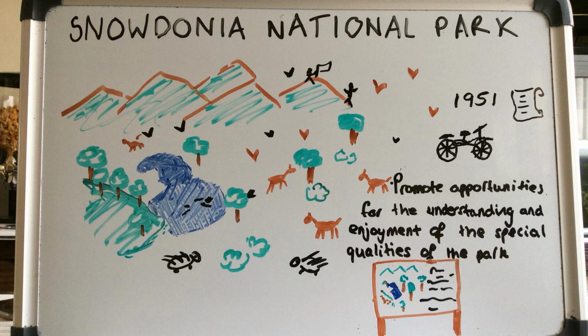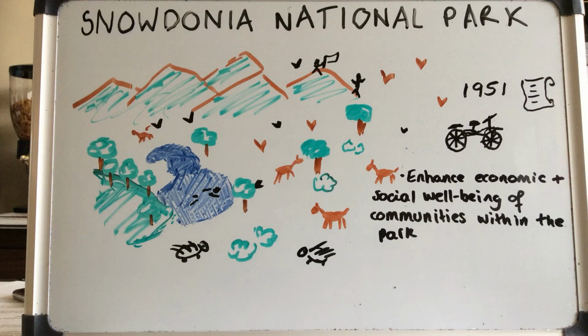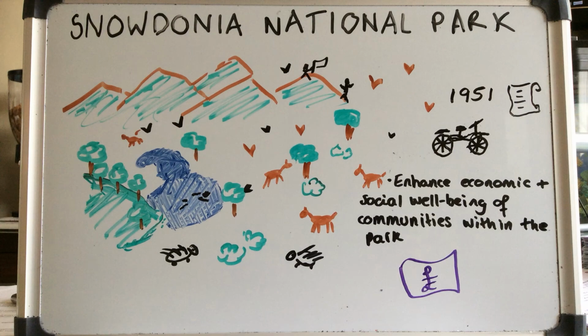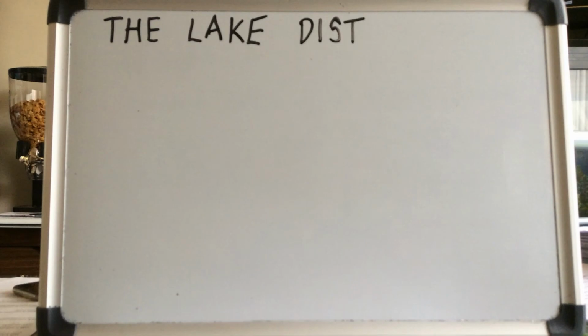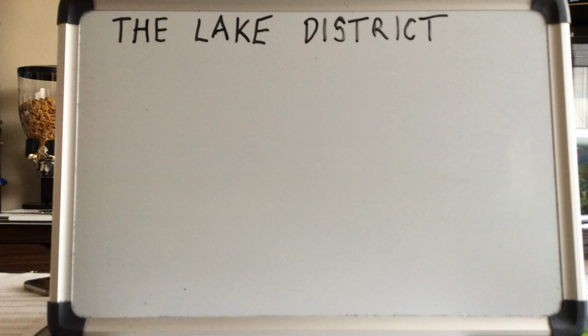The Dinorwig Power Station is a hydroelectric power station that is located deep inside the mountain, inside tunnels and caverns. This has minimized the impact to the environment whilst meeting the human demand for energy. The Lake District covers 2,292 kilometres squared of land and is therefore England's largest national park.